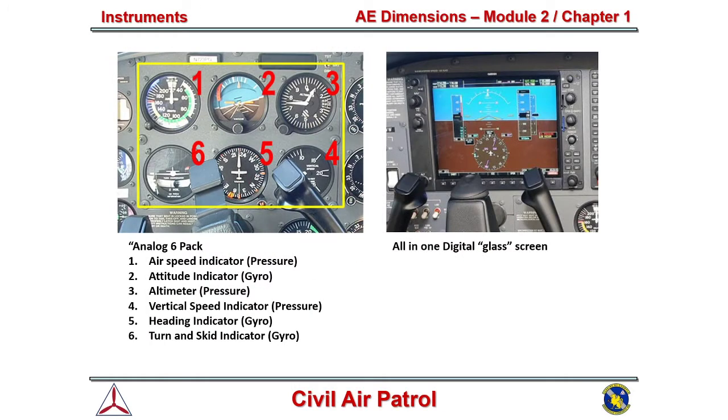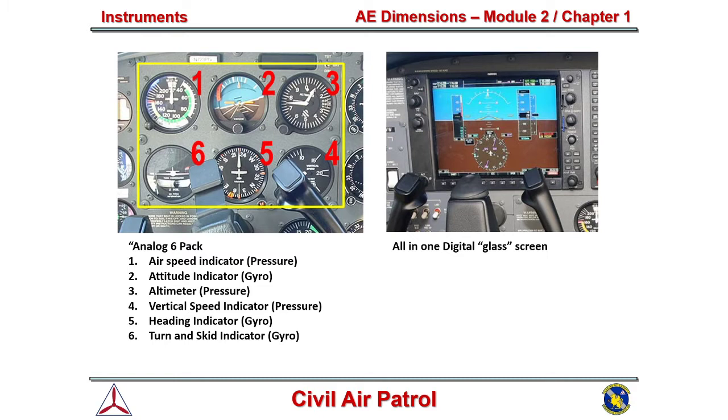So if we take a look at the old way, quote unquote, of doing things, we have our analog six-pack. And then if we look on the right-hand side, we will see our brand new fancy glass screens. Most of us older pilots learned to fly on the six-pack. We're going to talk about that first.